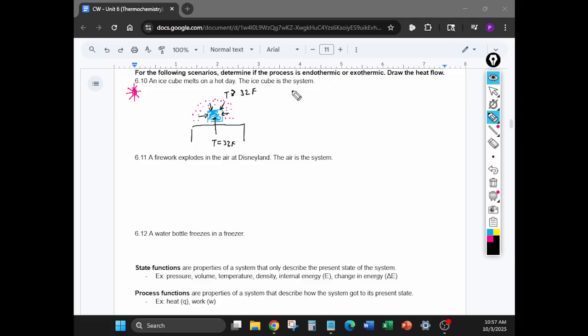All right, now the ice cube is the system. So is this an exothermic or endothermic process? Endothermic, correct. Because the ice cube is absorbing energy.